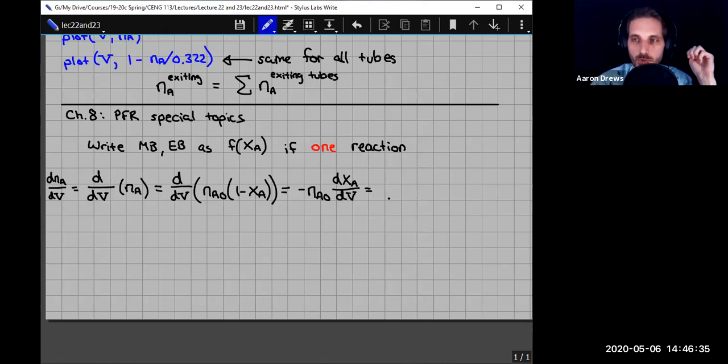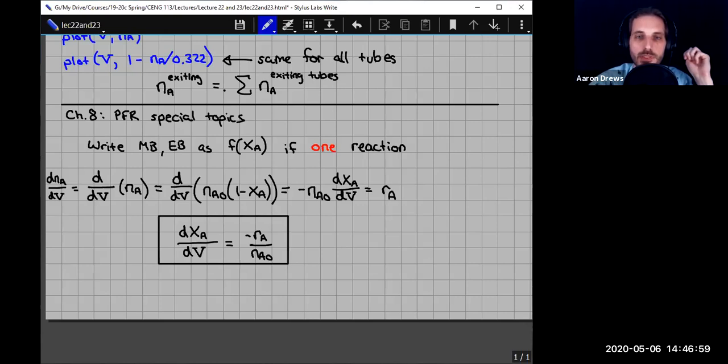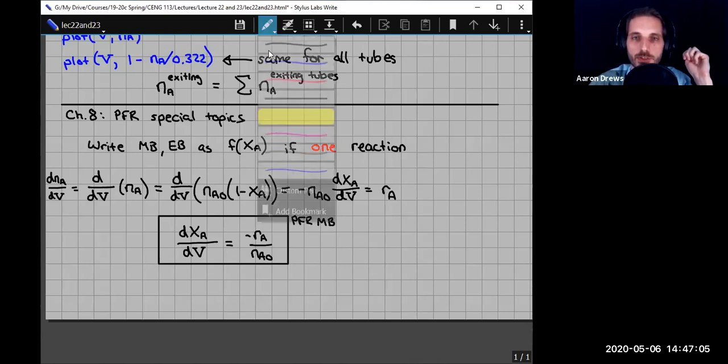This is then equal to what it used to be equal to, which is RA. If you rearrange that, you get the standard format for the material balance for a PFR in terms of conversion, which is dXA/dV equal to minus RA divided by NA0. This is a boxed equation in your book because, as I said, that's equivalent to the PFR material balance. But it's only good if you have one reaction.